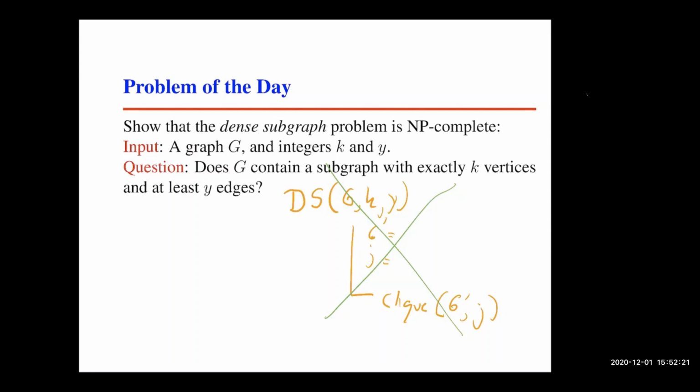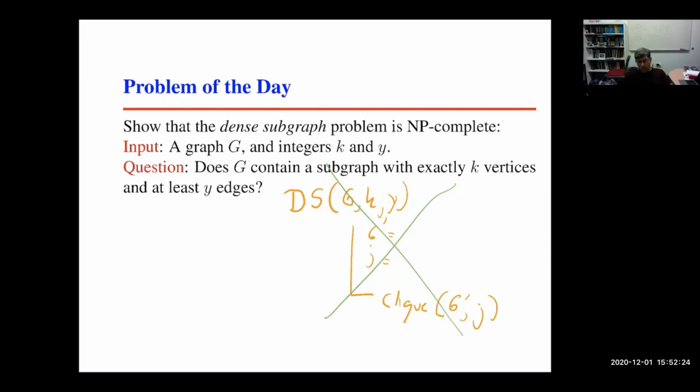Bandersnatch is clique and Bobillia is densest subgraph. Now let's try it the other way around. What if I said clique of G prime? No, let's just say G. I'm going to make clique my G, J. I'm going to erase that just because I want it to be proper. Now, what if I solve it using densest subgraph of G prime, K, Y?